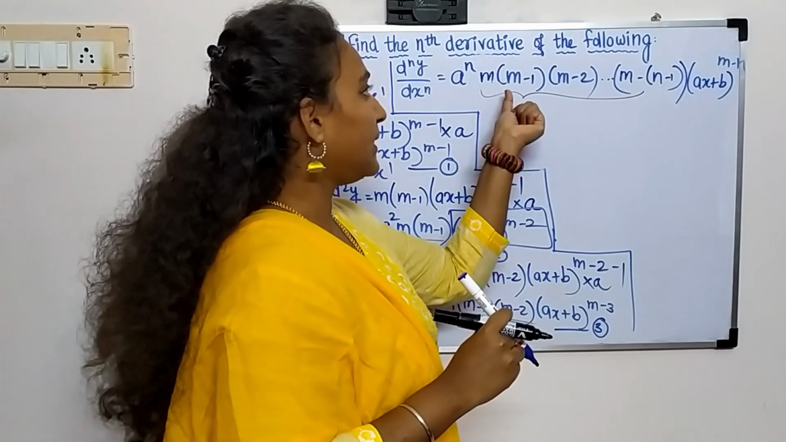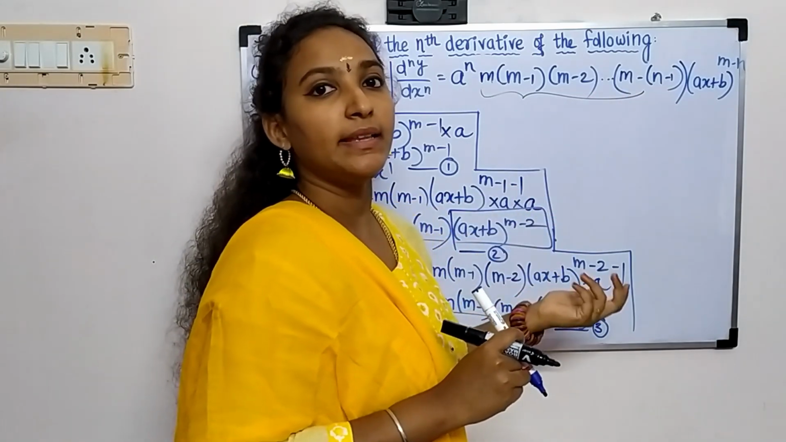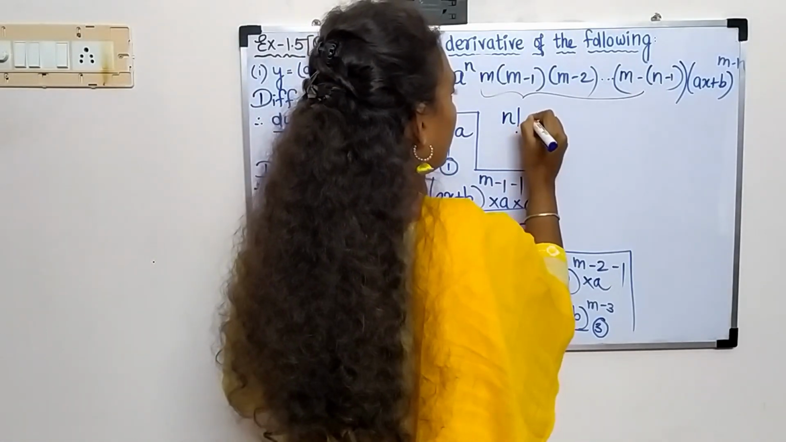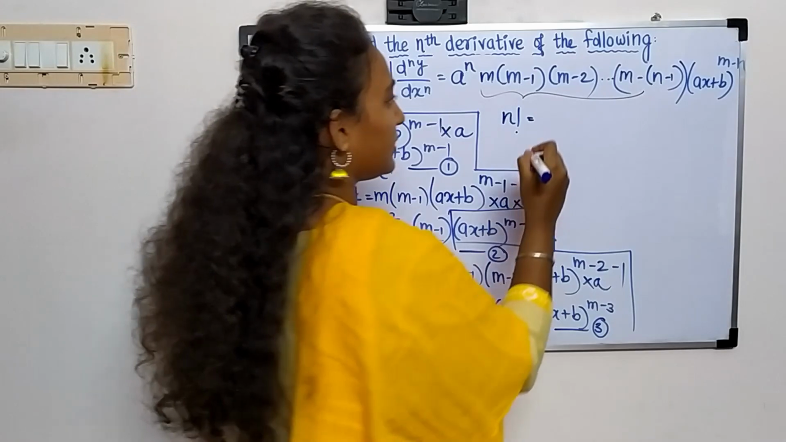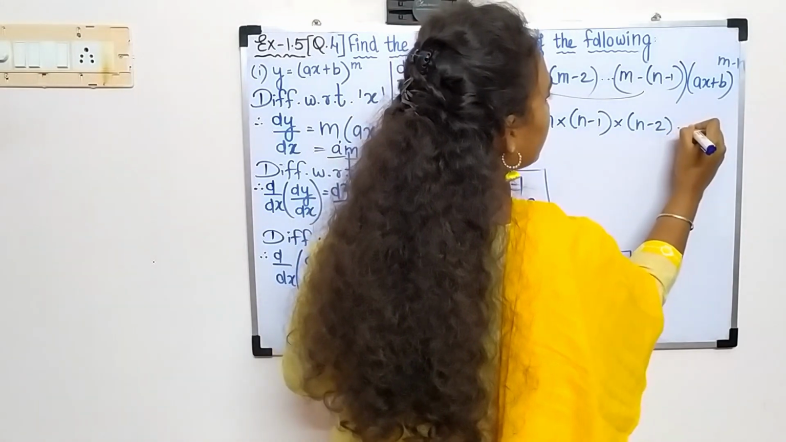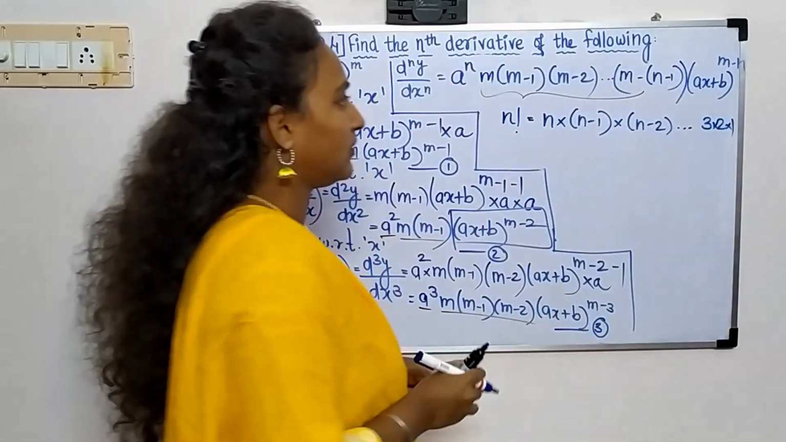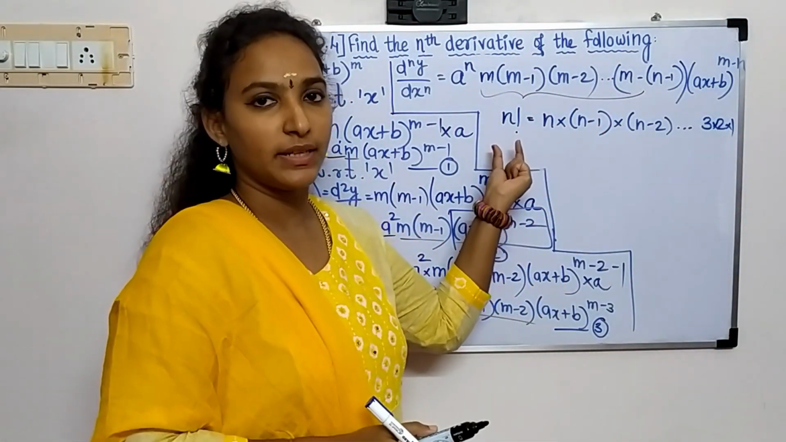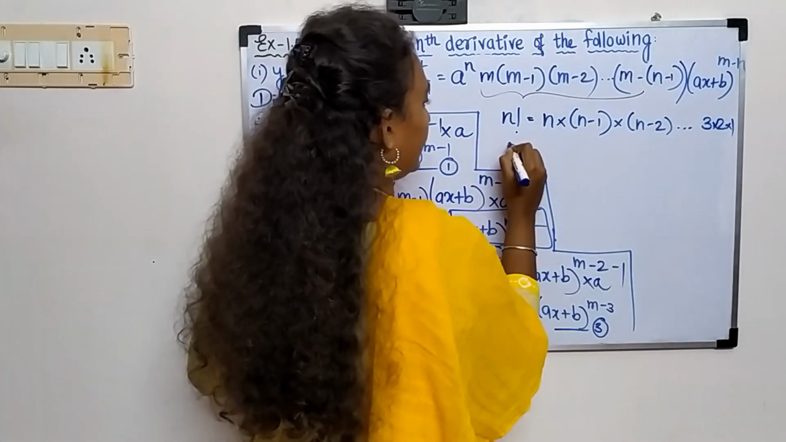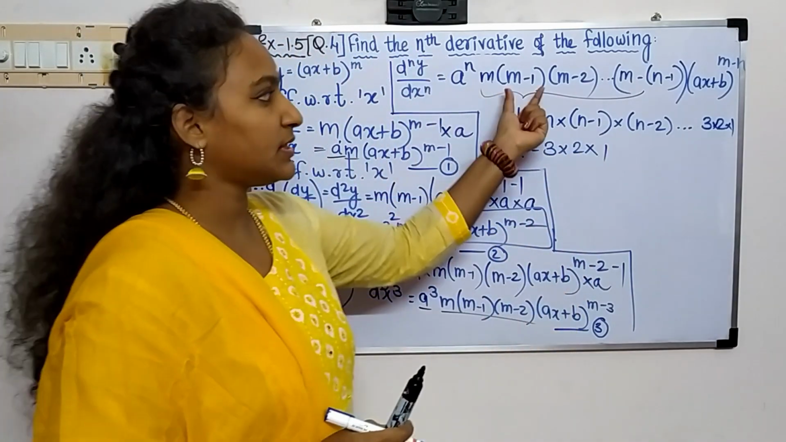See, this part m into m minus 1, m minus 2 up to m minus n minus 1 can be written in the factorial form. Hope all you know what is the factorial term. That is, n factorial is n into n minus 1, n minus 2 and so on up to 3 into 2 into 1. See, whatever the number given here, it will be written in the decreasing order up to 1. For example, take 3 factorial. This will be 3 into 2 into 1.